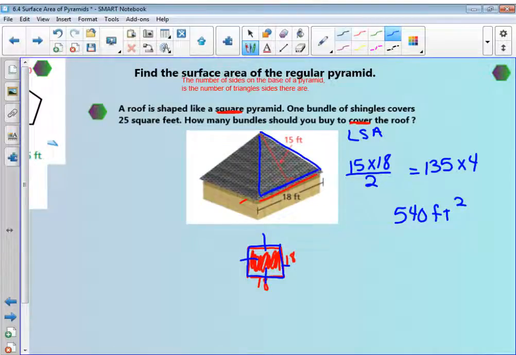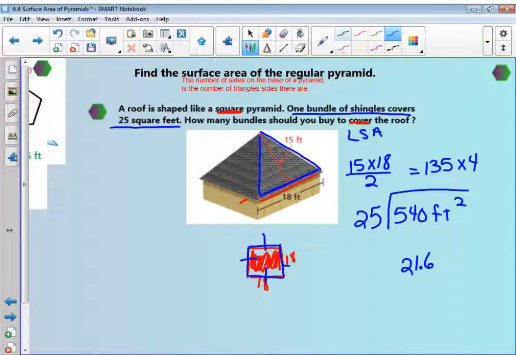Okay, so that's not answering the question yet. The question states, one bundle of shingles covers 25 square feet. How many bundles are we going to need? So each bundle will cover 25 square feet. We need to find out how many times that 25 is going to go in here. So we're going to end up dividing this by 25. Now, by no means do you have to do that longhand. You can divide that out on your calculator. So 540 divided by 25 gives me 21.6.